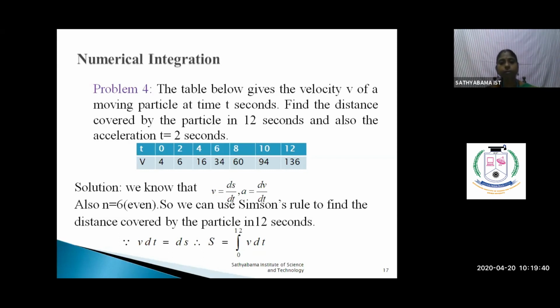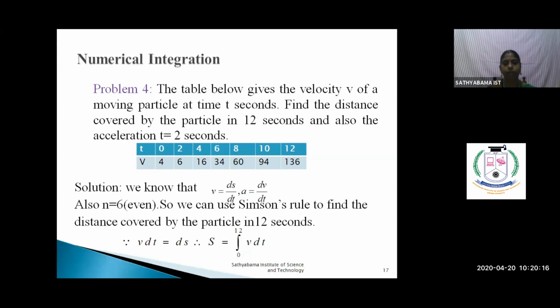The table below gives the velocity v of a moving particle at time t seconds. Find the distance covered by the particle in 12 seconds and also find the acceleration at t equal to 2. Read the question once again. The table gives the velocity of a moving particle at time t seconds, so velocity is given for time t. Find the distance covered by the particle in 12 seconds. What's my 12? That is the last argument of the data.